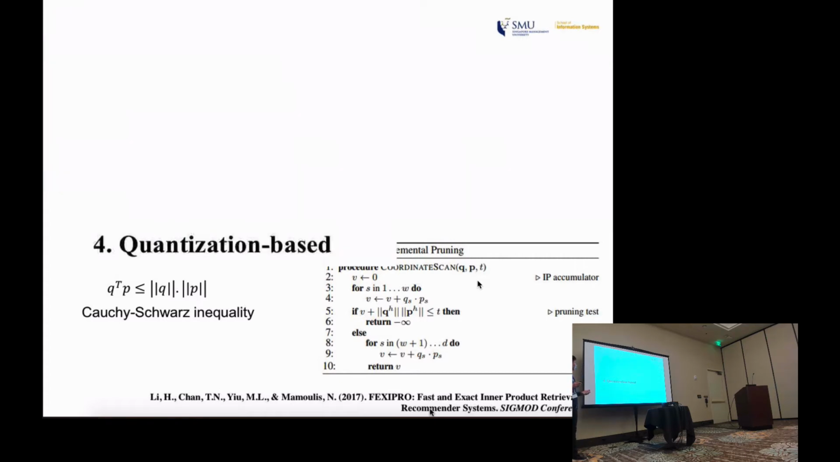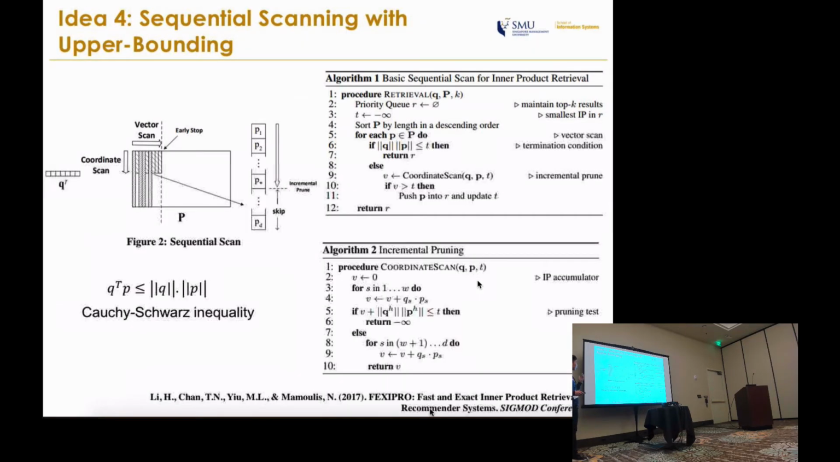Okay, so lastly, the previous four approaches are to reduce the number of candidates that you need to do exact computation. This quantization-based idea is to reduce the cost of a particular inner product computation. So you can still do linear scanning over all the items. However, the cost of inner product computation can be reduced.